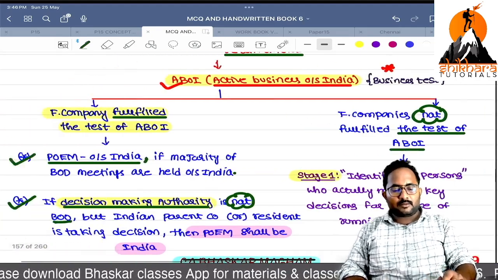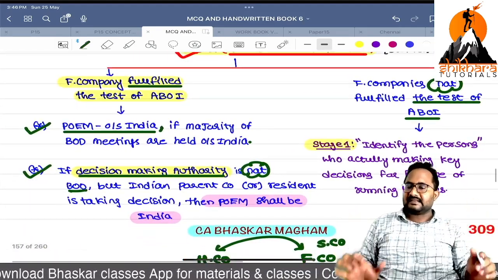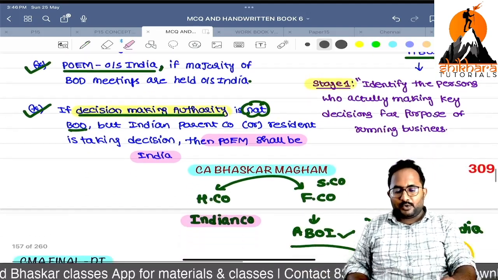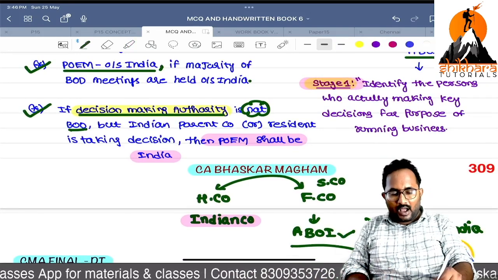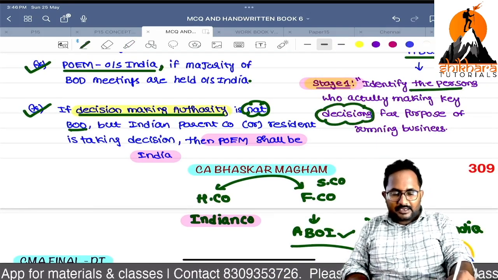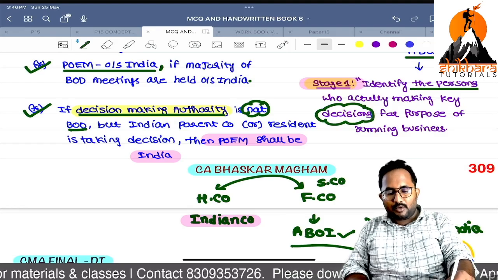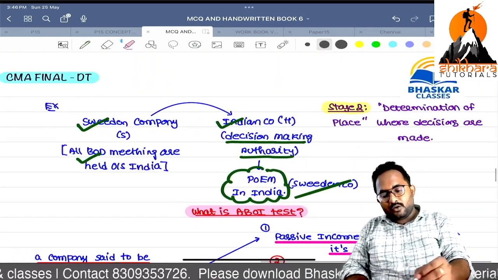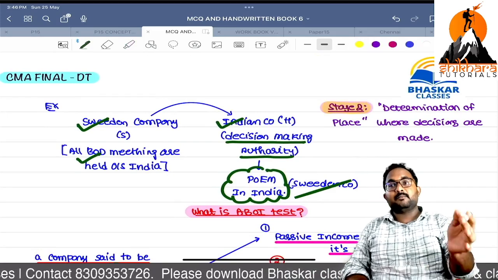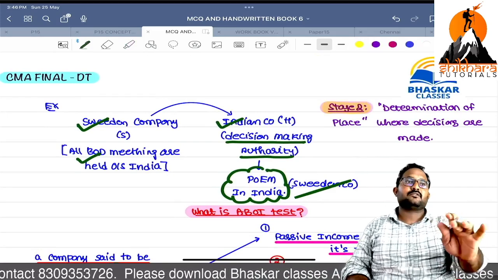So the company has not satisfied the ABOI test. Not satisfied what? Active business outside India test. Now, how to calculate POEM? In stage 1, first, identify the person who is taking the decision. Can you tell me who takes decisions in a company mostly? Board of directors. Next, stage 2, determination of the place where they are taking the decision. That place only is called POEM.